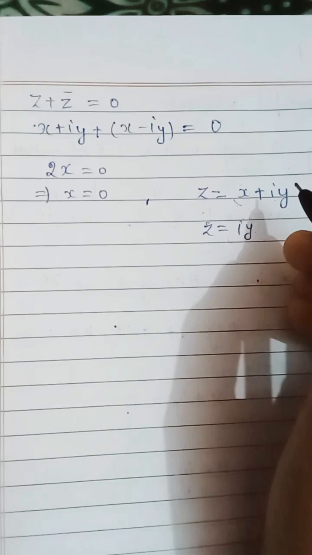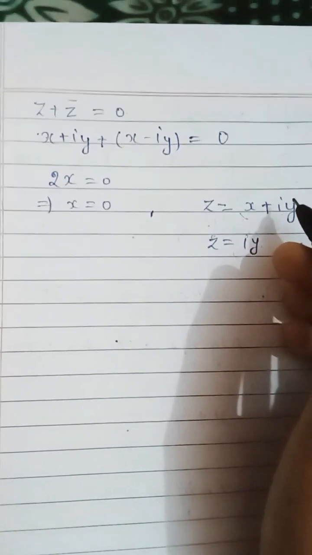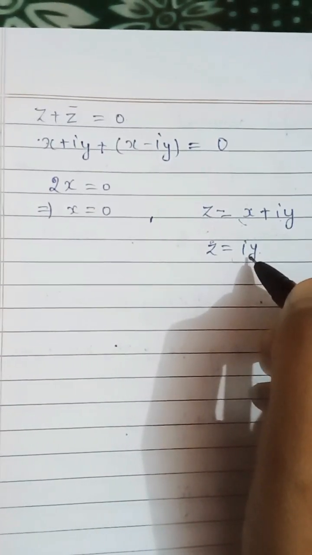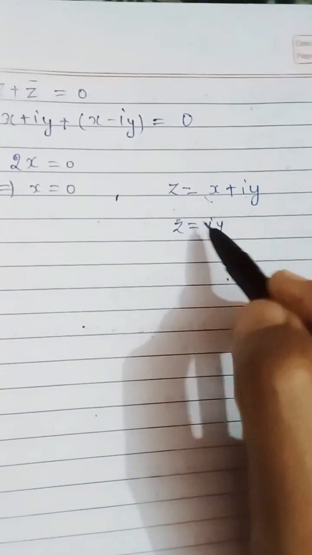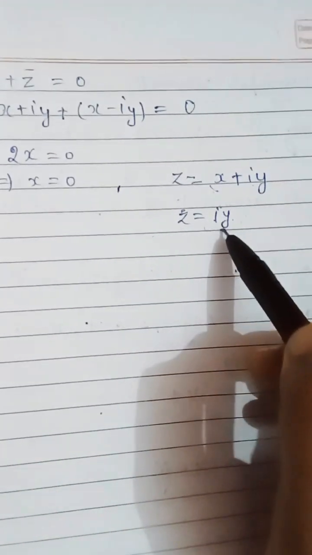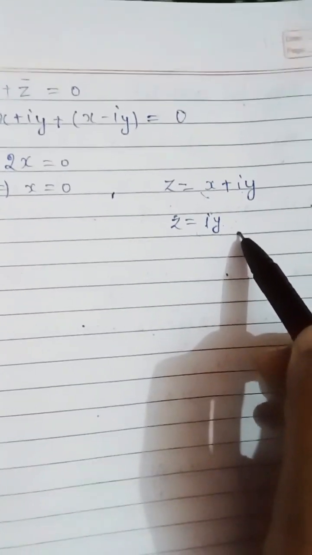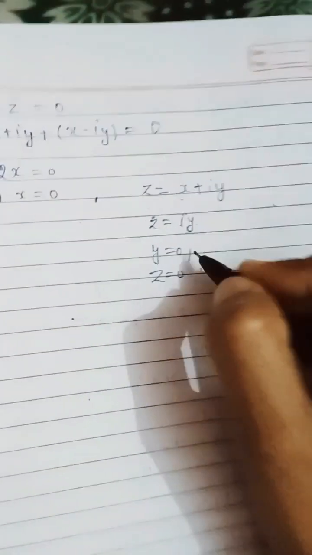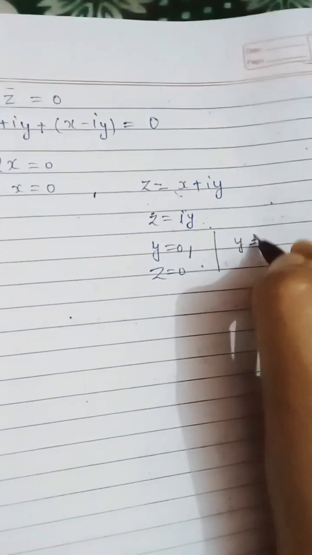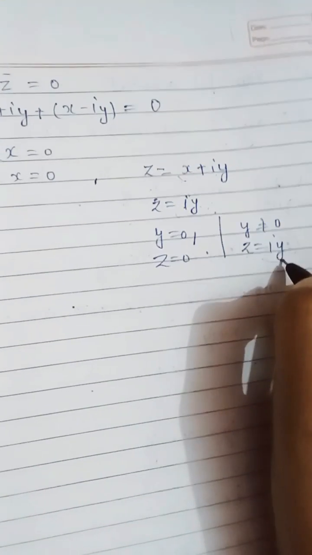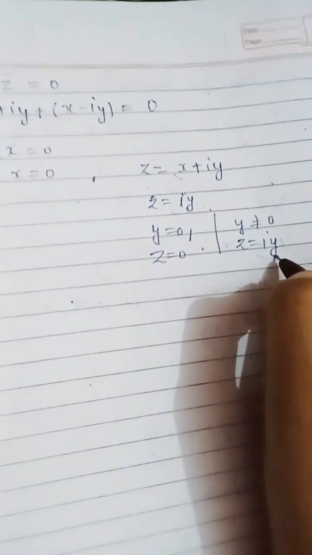Or what condition could be right? 0 or a purely imaginary number. If we take here y is equal to 0, then it is the 0 number, and if we take a non-zero y, then it is a purely imaginary number. So for y equal to 0, z is equal to 0, and if y is not equal to 0, then z is of the type iota y, which is a purely imaginary number.